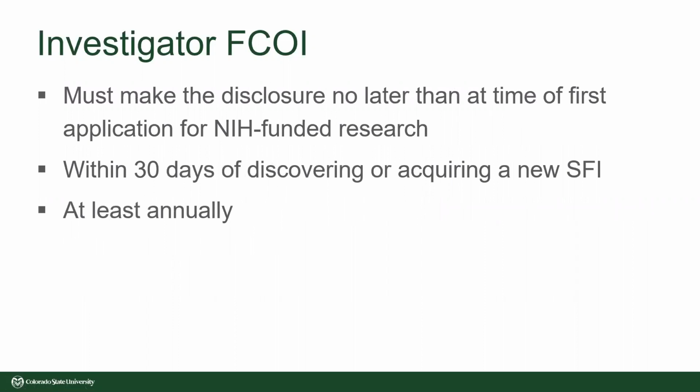Investigators must make the disclosure no later than the time of first application for NIH funded research. And if they acquire a new significant financial interest, let's say they get married and all of a sudden their spouse has an SFI, once that happens, they have 30 days to report that, and they should be reporting annually. Is there anything else that you would add to investigator responsibility under FCOI?